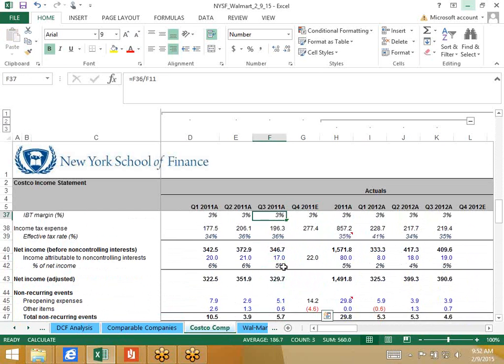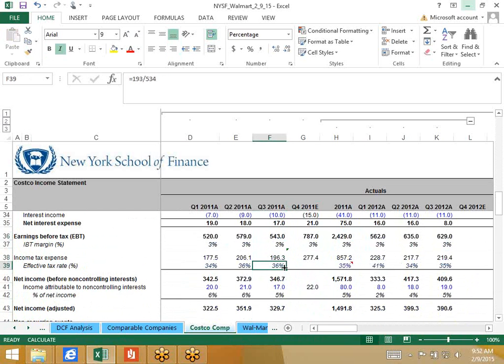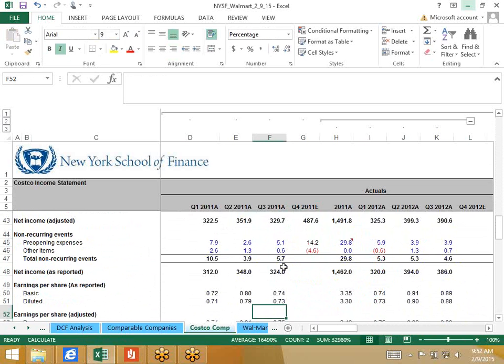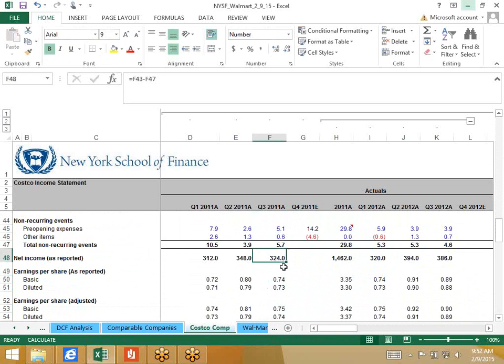Just be careful of the effective tax rate. The effective tax rate, we had hard-coded. We're going to apply this as the income tax expense divided by earnings before tax. I'll give you guys a second to catch up once I have this done and to check formulas.